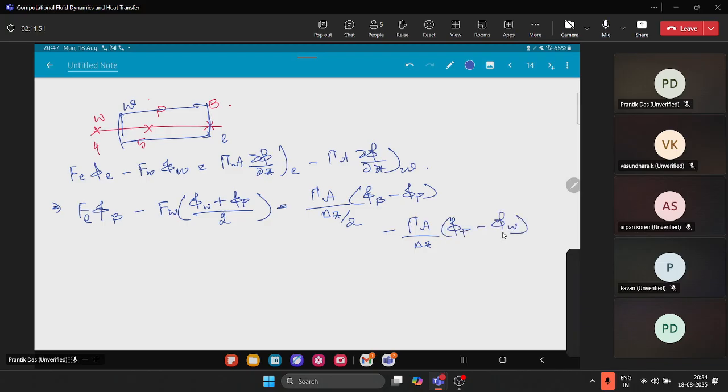Okay, so now this can be written as db, which is basically 2 gamma a by delta x, phi b minus phi p, minus d w, or d small w, phi p minus phi w. Okay, is it clear to all of you? Hello, am I audible? Is it clear to all of you? Yes, sir.